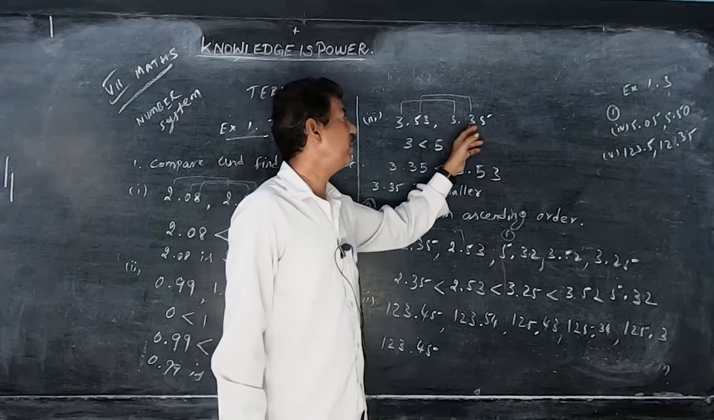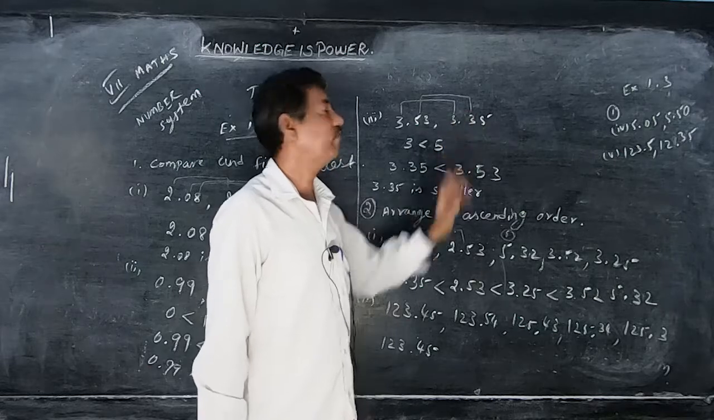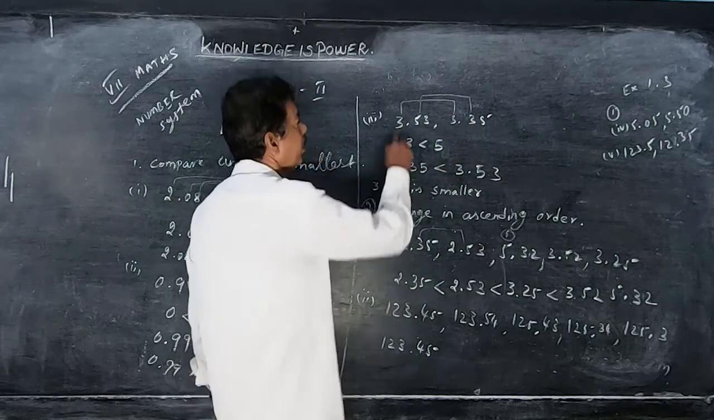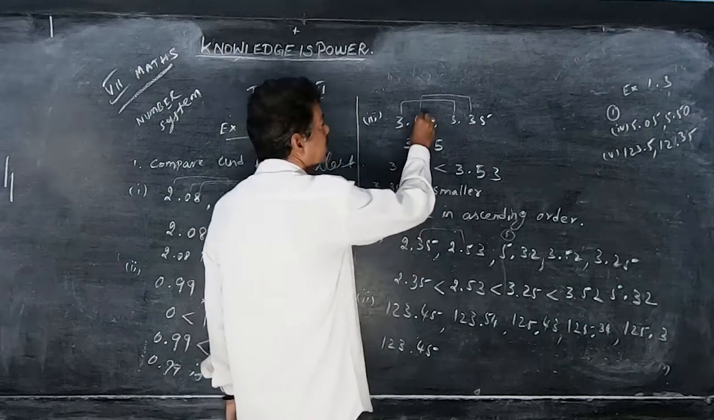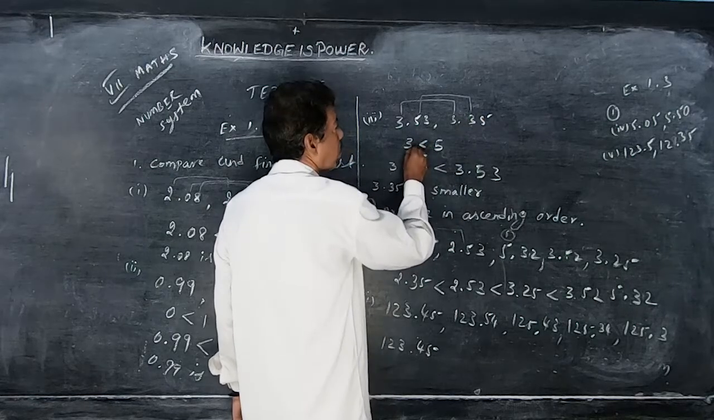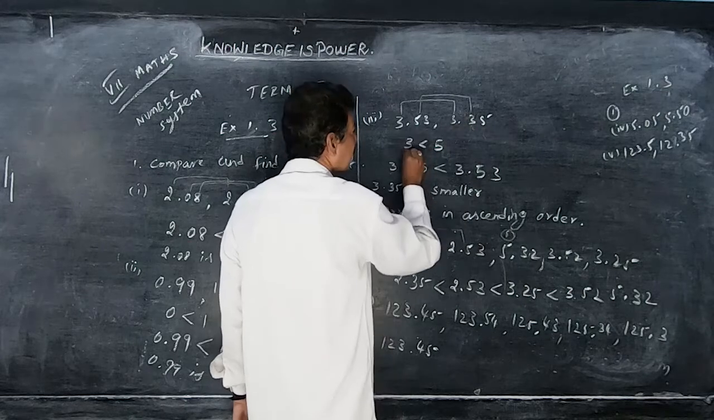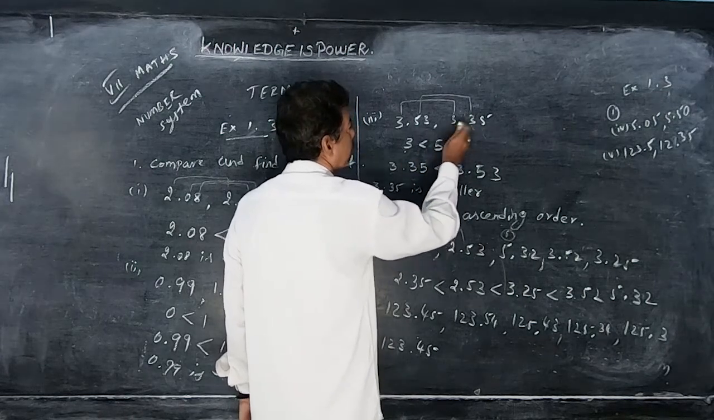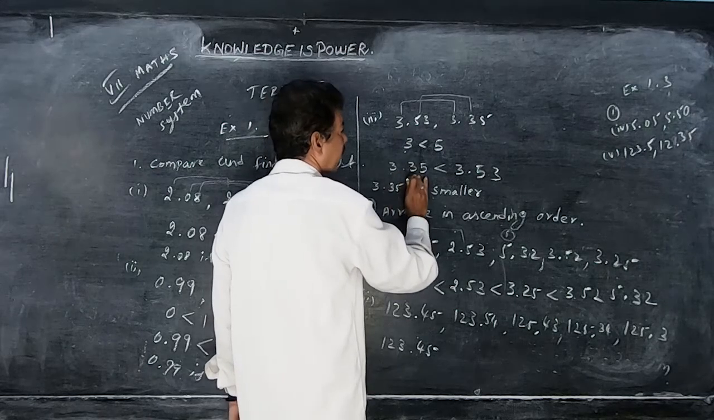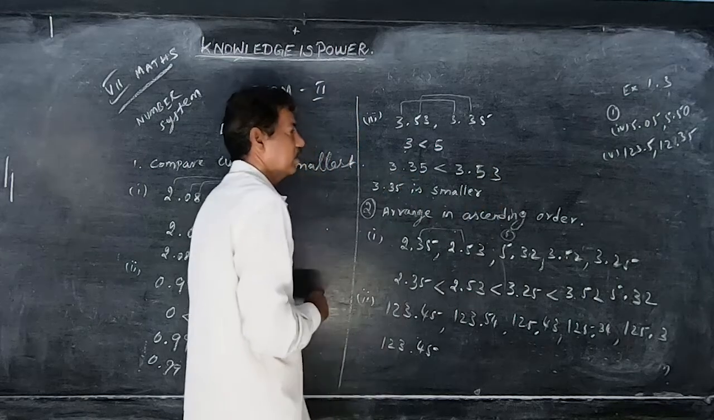3.53 and 3.35. In there, 3 is the same in both. Okay, see the first digit. Here there is 5, here there is 3. So 3 is smallest. 3 is less than 5, so this will come as smallest. 3.35 is less than 3.53. This is less than this, right?